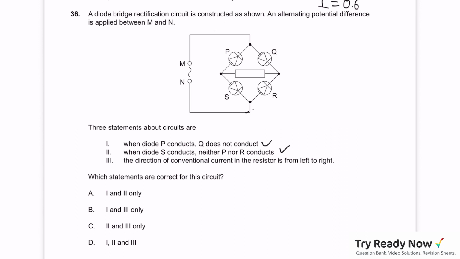Now let's look at 3. The direction of conventional current in the resistor is from left to right. Now this actually differs because the circuit changes between AC, because it's alternating. So we're not too sure about point 3, hence the answer is A for question 36.